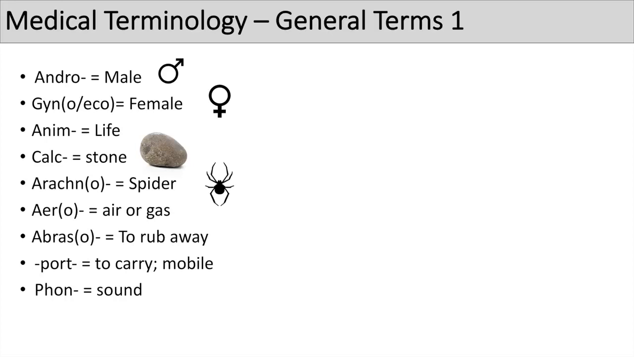The next prefix is phone. You can think of sound in this case, so you can think of the word phonetic. And the next prefix is cryo. This means cold, so you can think of cryogenics or cryotherapy. They all relate to cold. Some more general terms: the next one is the prefix auto, which means self.